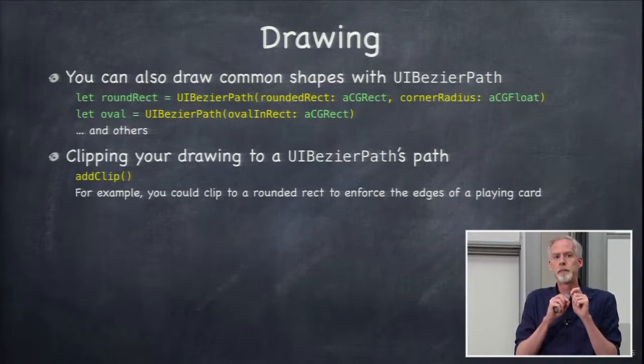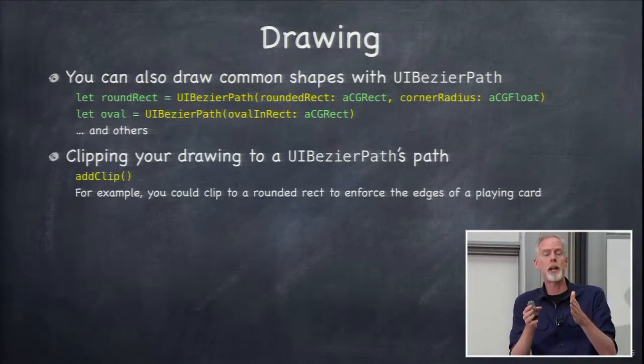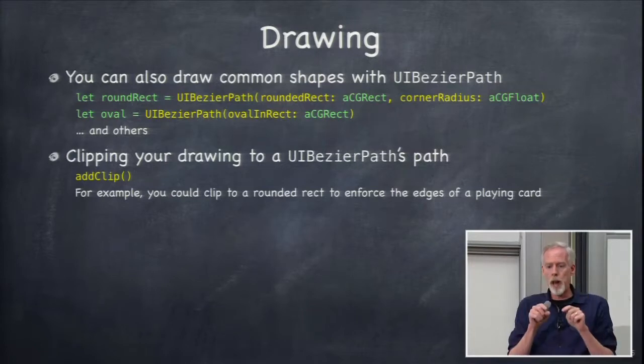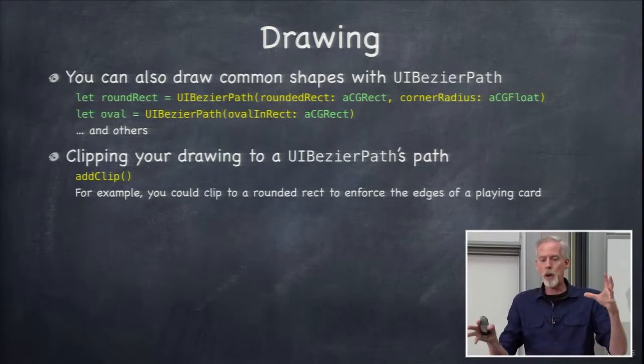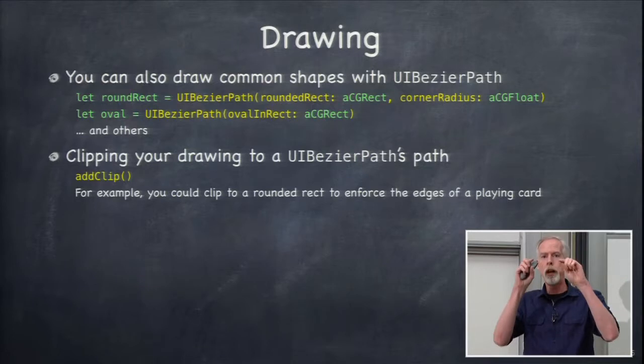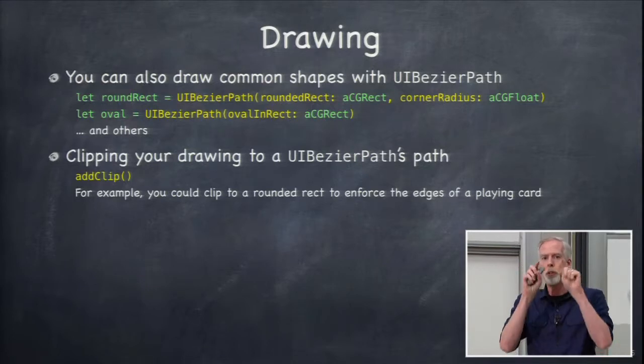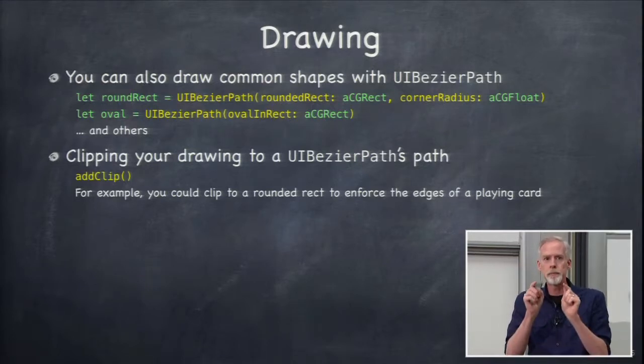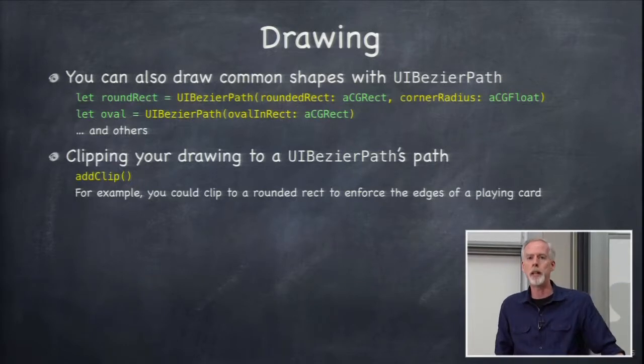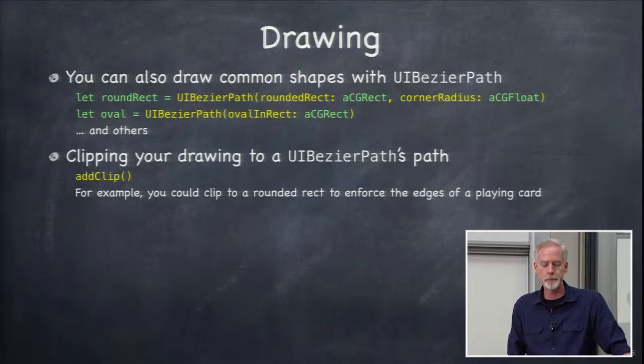Okay? So, for example, if you were drawing a playing card on screen, playing cards have little rounded rects. So you might draw your playing card in a big rectangle and then clip to a rounded rect so the corners get cut off. Okay? That's a kind of cheap, simple way to get a rounded rect playing card.